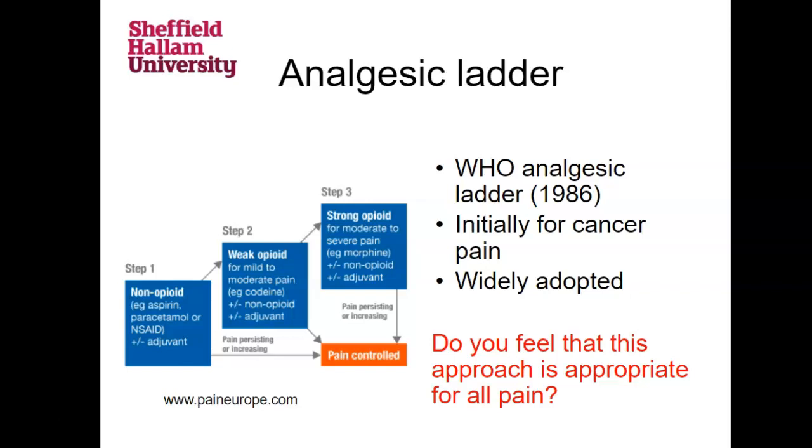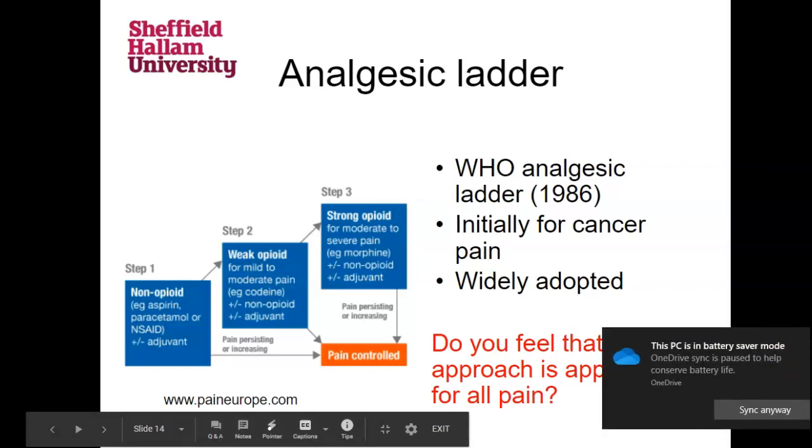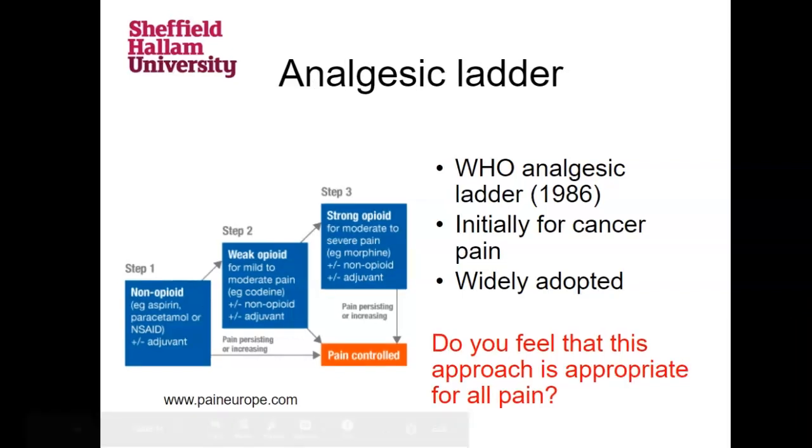So examples might be codeine, in conjunction with some of the non-opioidals, so your aspirin, your paracetamol, etc., along with any appropriate adjuncts as well. And then the third step would be introducing your stronger opiates. So this might be for more persistent, moderate to severe pain. So morphine would be an example, or Oromorph. You might continue with your non-opiates as well, so the step 1 drugs, and you might continue with your adjuncts as well. So it's moving through that ladder.